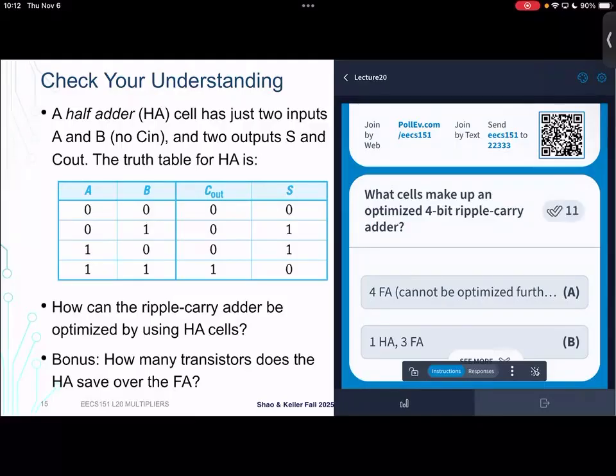All right, so I have opened up the poll. So if you've figured out the answer, at least to the first question, please go ahead and vote. We'll take a couple more minutes here.